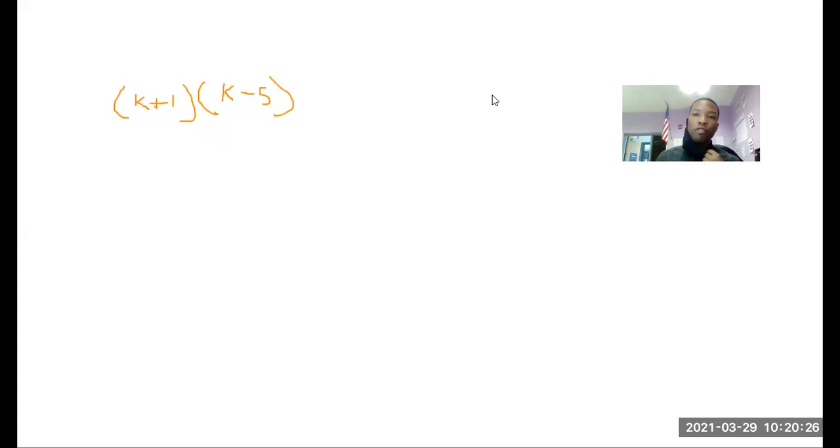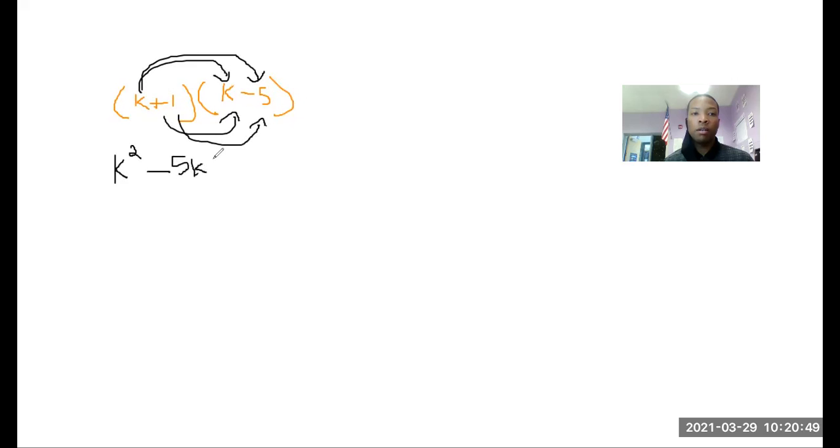Just to review a little bit, if we were given one of these and we're asked to simplify, we know we do each term and we multiply by each term in the other one. K times k is k squared, and then that's going to give us a negative 5k plus a 1k minus 5, and then you group your like terms, so you end up getting something that looks like k squared minus 4k minus 5. That's just a quick review.